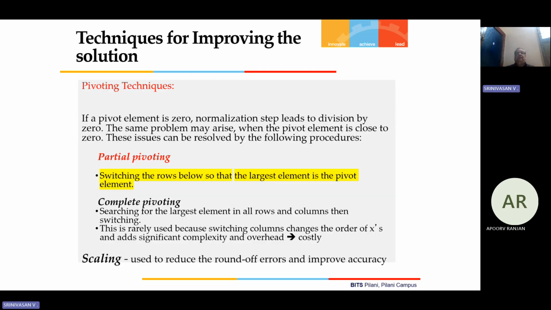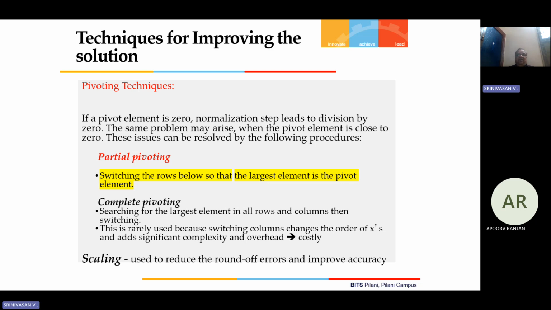Techniques for improving the solution. Pivoting techniques. If a pivot element is 0, the normalization step leads to division by 0, which is not possible, in the sense that it is not correct because it will lead to infinity, isn't it? Therefore, when this problem arises, it can be resolved by the following procedure.